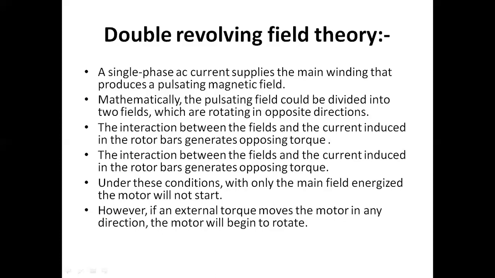The interaction between the field and the current induced in the rotor bars generates opposing torque. So, there will be a problem: whenever there is an interaction between this field and the current induced in the rotor bars, it generates the opposite torque, that is, one torque for the positive half and another torque for the negative half. Under these conditions, with only the main field energized, the motor will not start because there will be a positive torque and a negative torque. So the motor will not be able to rotate in a proper direction.